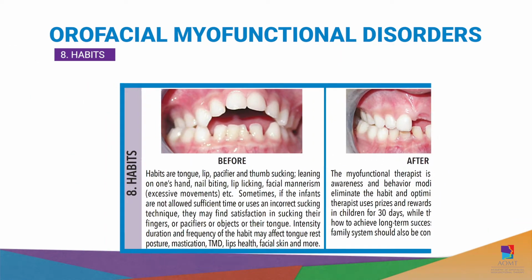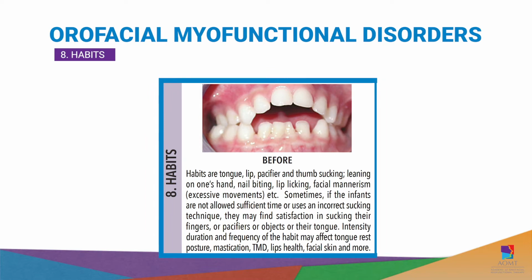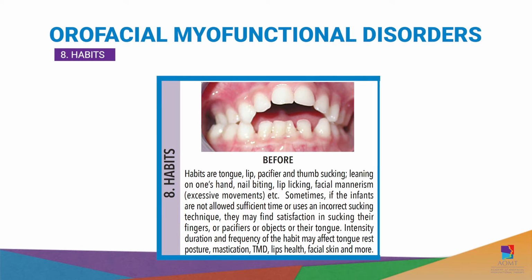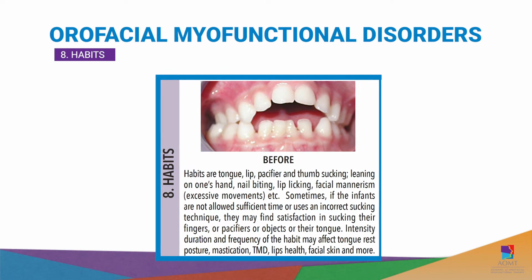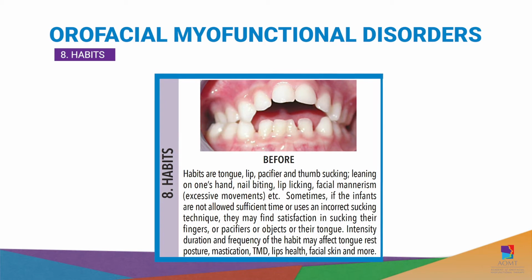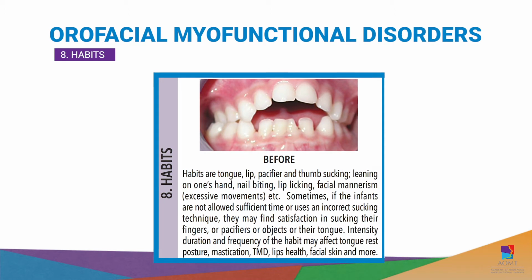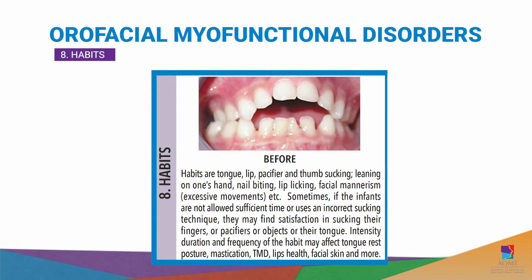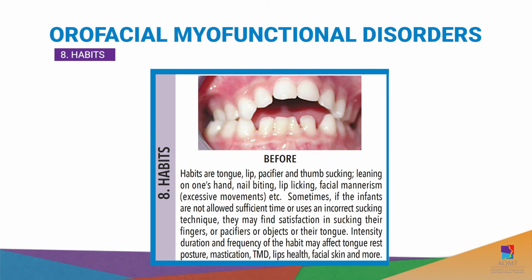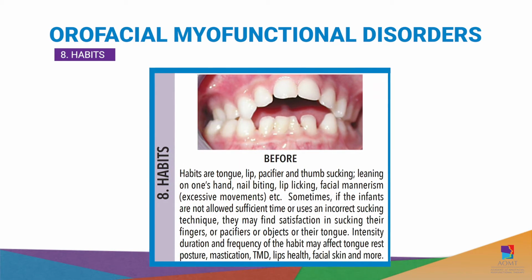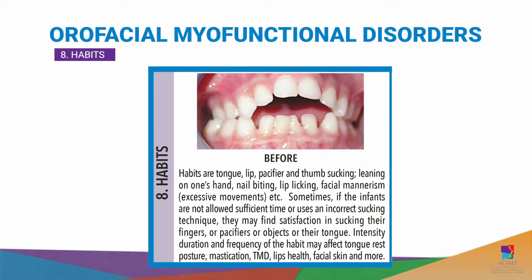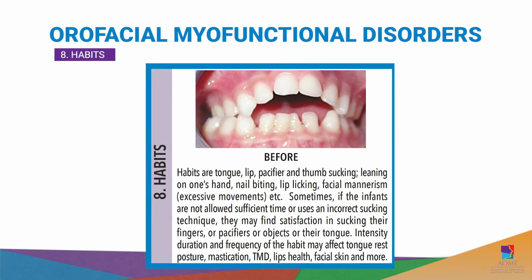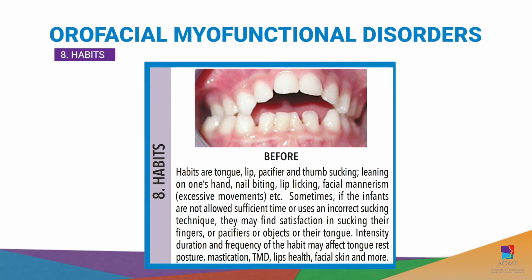8. Habits. Before. Habits are tongue, lip, pacifier, and thumb sucking, leaning on one's hand, nail biting, lip licking, facial mannerisms, excessive movements, etc. Sometimes, if the infants are not allowed sufficient time or use an incorrect sucking technique, they may find satisfaction in sucking their fingers or pacifiers or objects or their tongue. Intensity, frequency, and duration of the habit will affect tongue rest posture, mastication, TMD, lip health, facial skin, and more.